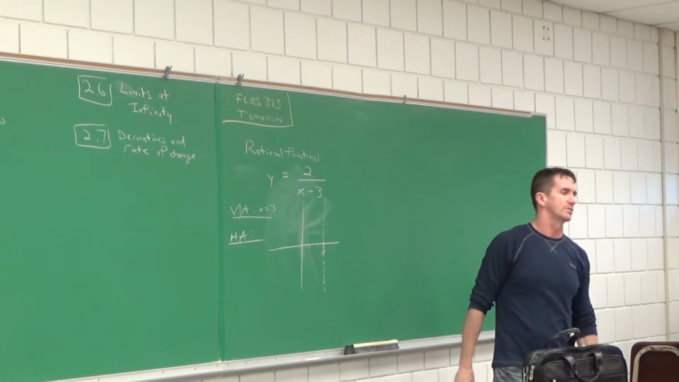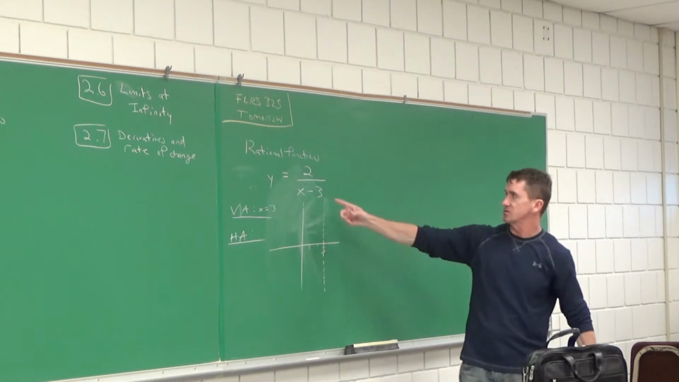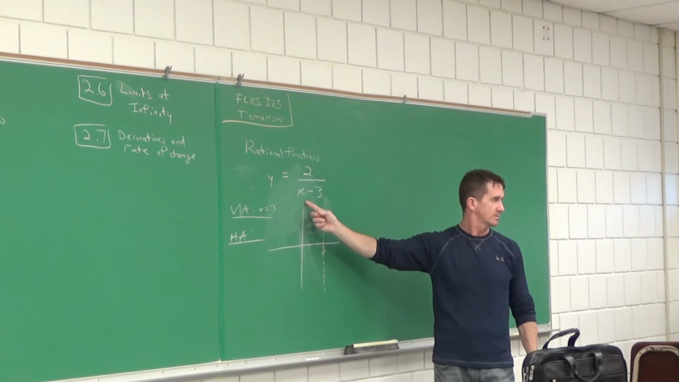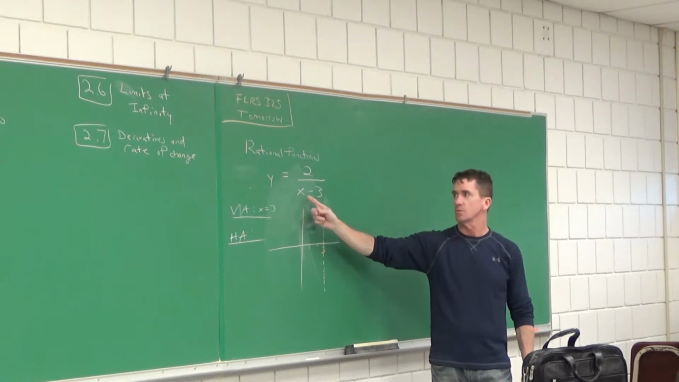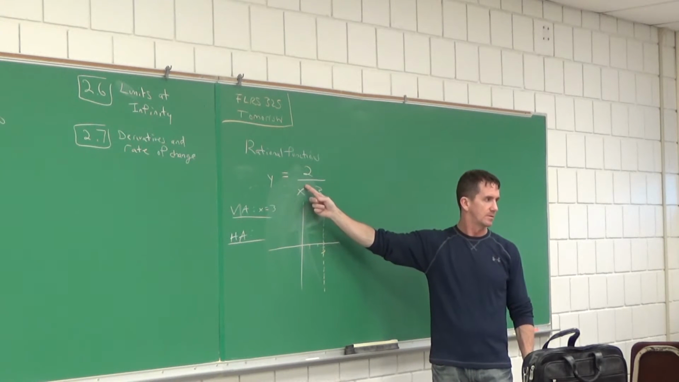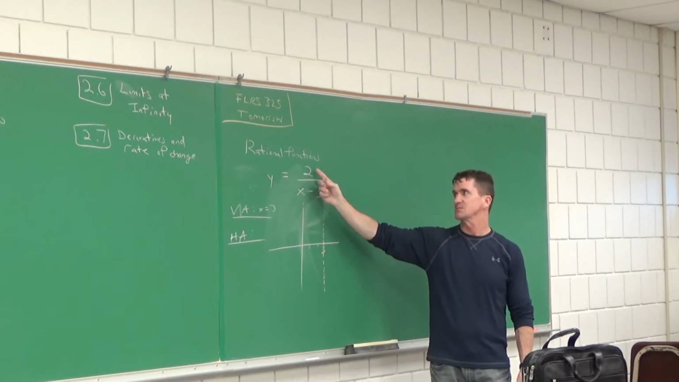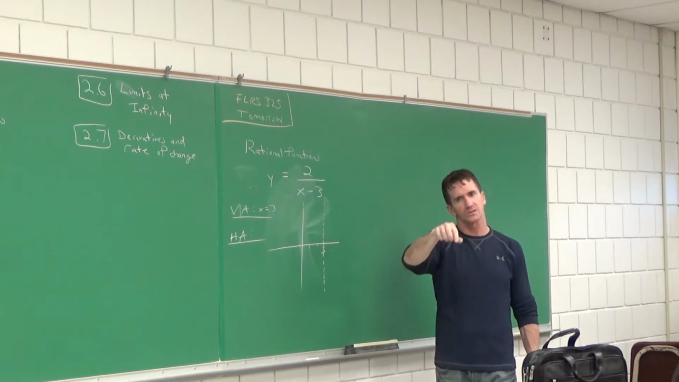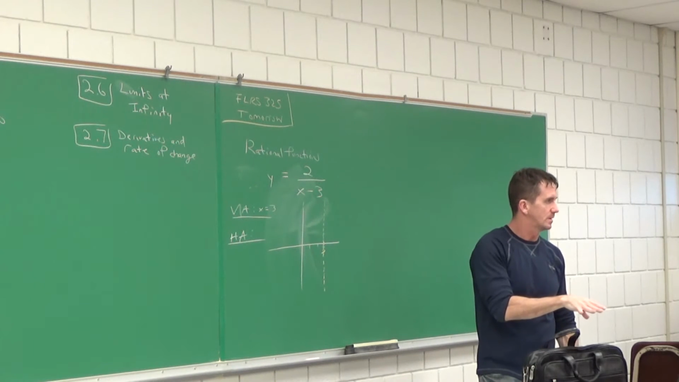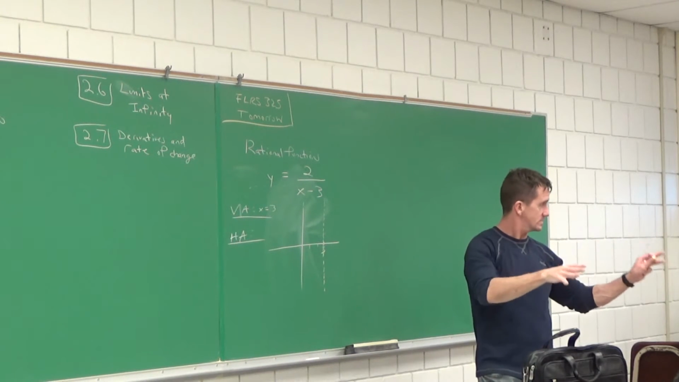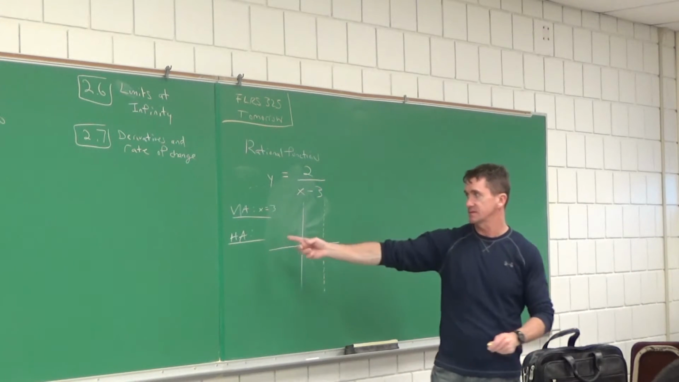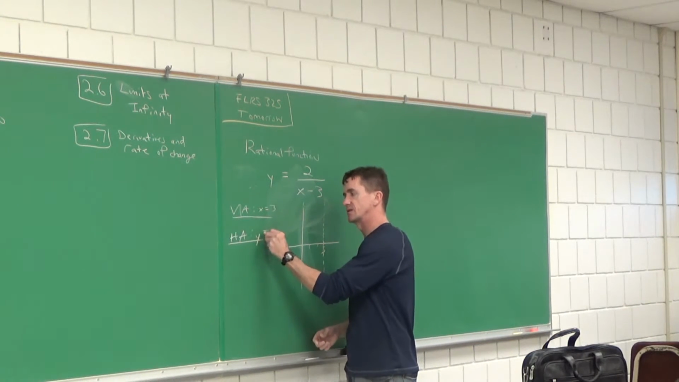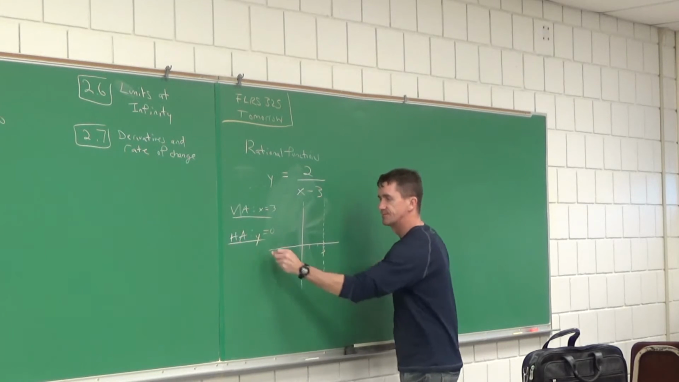All right, now how do you get the HA? Well, there's a few scenarios. If it's rational, everyone, that means there's a polynomial up here and a polynomial down here. A simple way to do it is, if your higher exponent or power is in the bottom, it's 0. So what's the exponent of that x right there? 1. What's the exponent in the numerator? 0. It's an x to a 0. So where's the highest exponent located? In the denominator. And if your highest exponent is in the denominator, then this HA is always for a rational function right there on the x-axis.